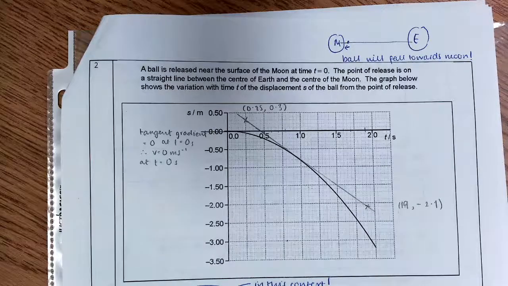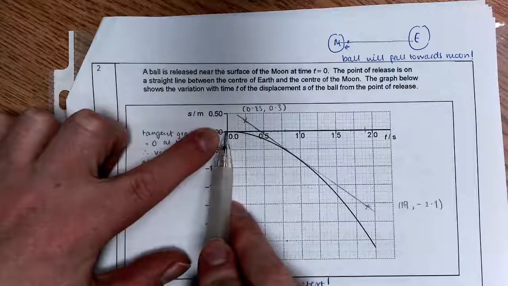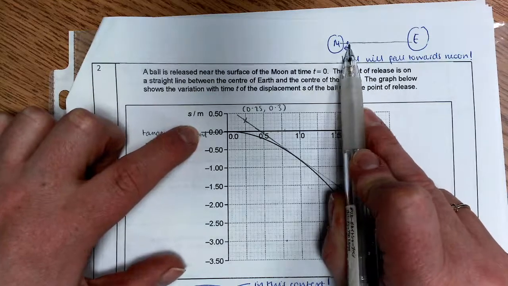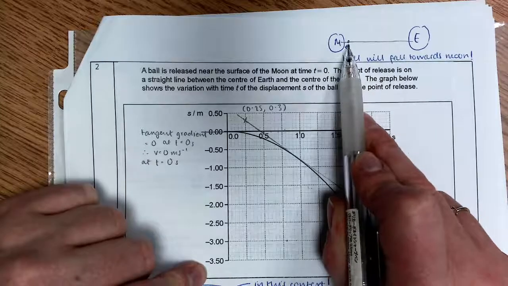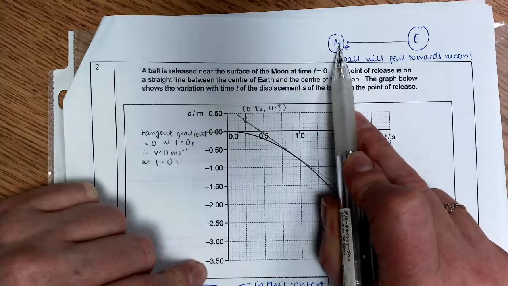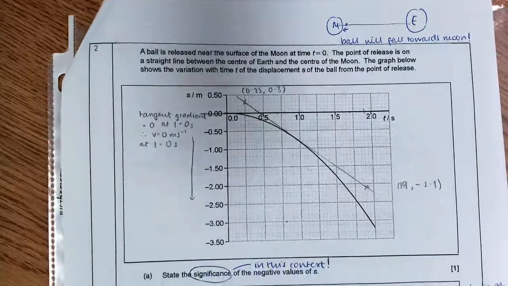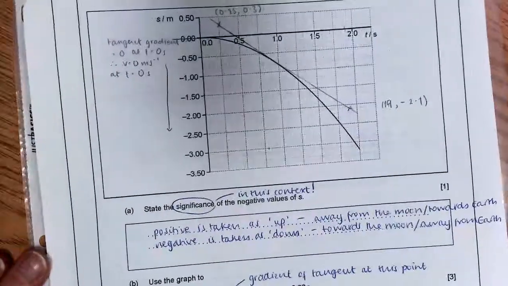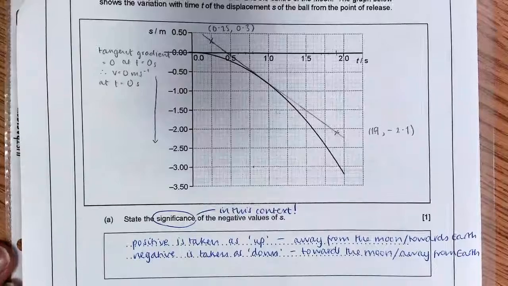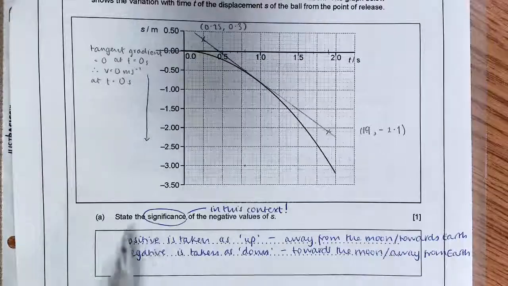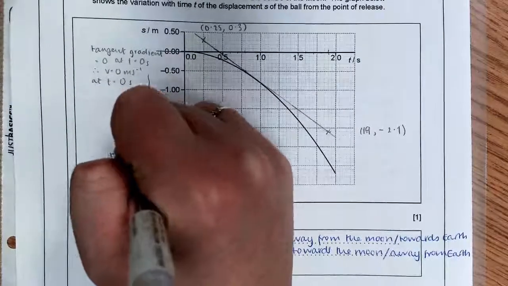Okay. The graph below shows the variation with time t of the displacement s of the ball from the point of release. Okay, so we can see that initially we considered its position wherever it started to be 0. We then see that the s value becomes more negative, and intuitively we know it's falling towards the moon. So that tells us that becoming more negative is considered to be towards the moon. Okay, so positive must be being taken as up in this case, which means it would be moving away from the moon, and negative must mean towards the moon, because that's where the ball is going.